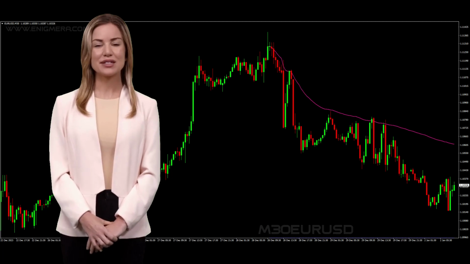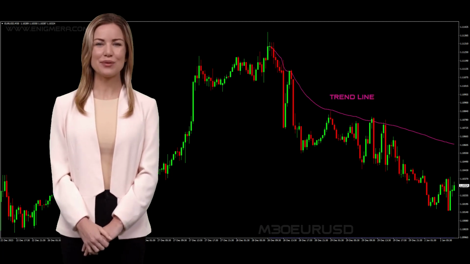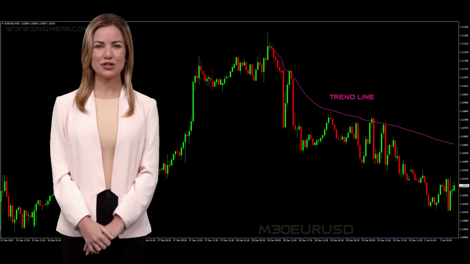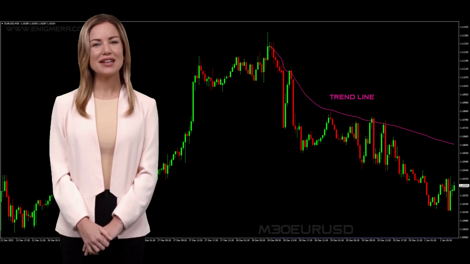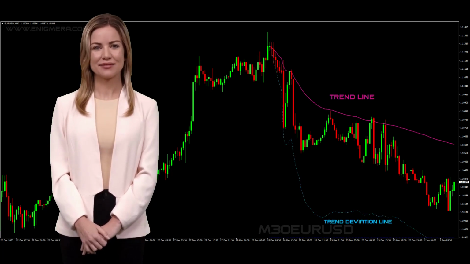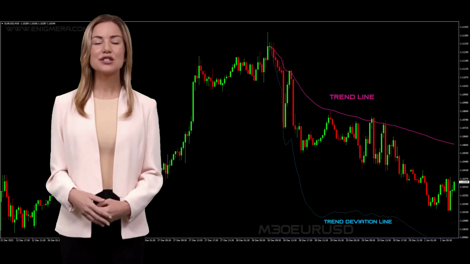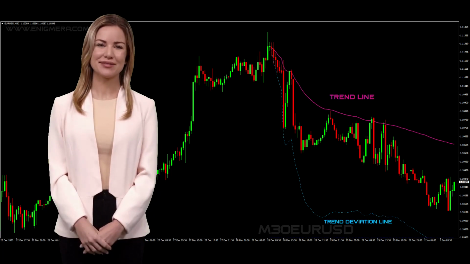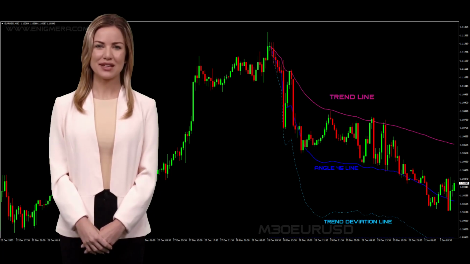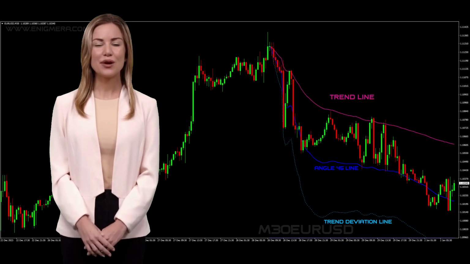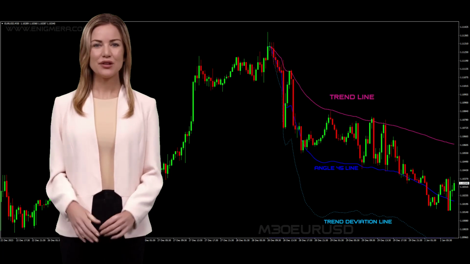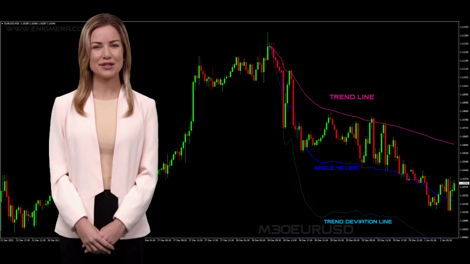Once the indicator is added, the Enigmera line will appear, showing the trend limit and the trend support. The next line is the deviation line. It shows the maximum deviation you can expect during this trend. The third line is the 45-degree trend line. When the price moves along this line, the trend is most stable. The line serves to evaluate the phases of the trend.